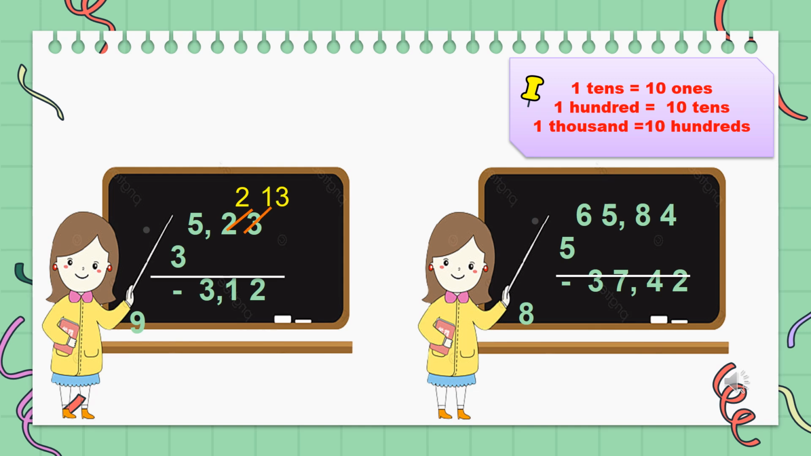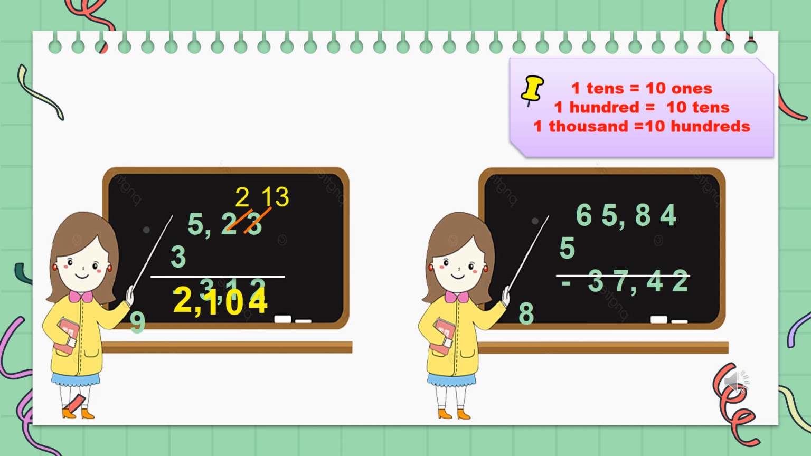Now we can subtract. 13 minus 9 equals, count from small to stop at big. So after 9: 10, 11, 12, 13. How many fingers? 4. Now 2 minus 2 equals 0. 2 minus 1 equals 1. 5 minus 3 equals 2. So the difference is 2104.